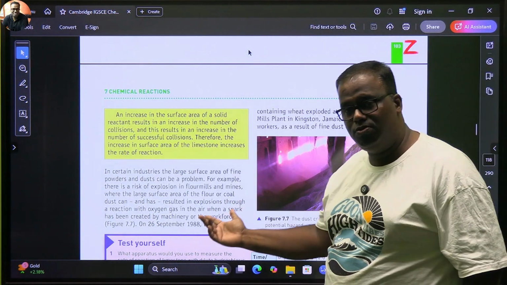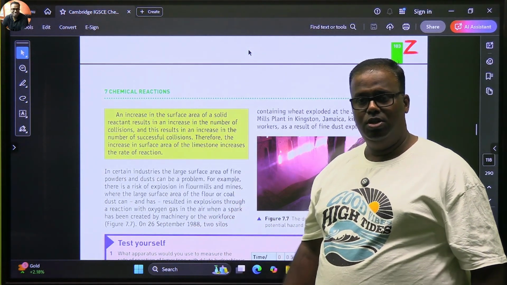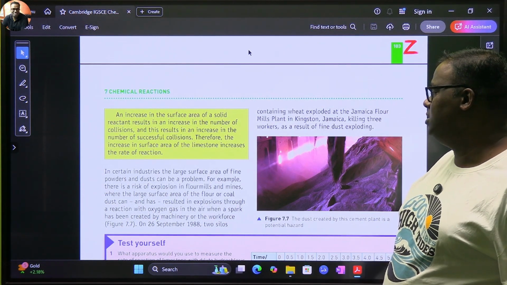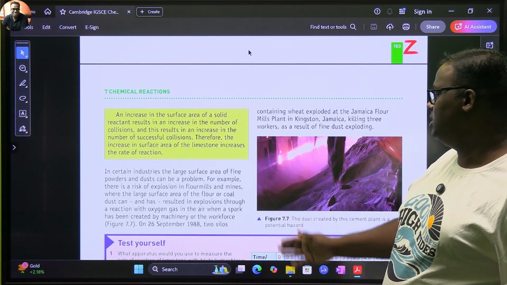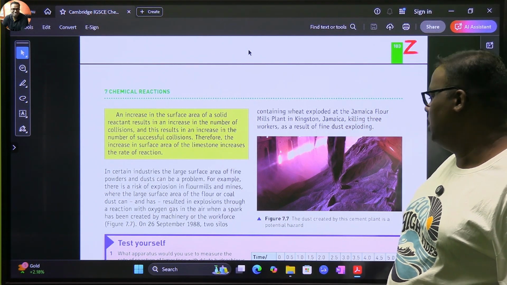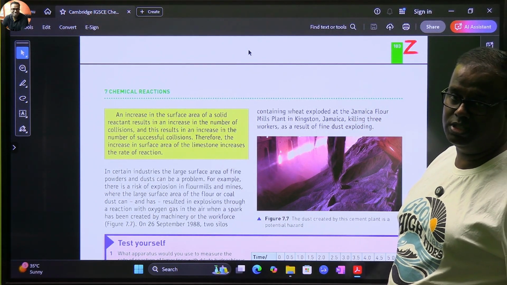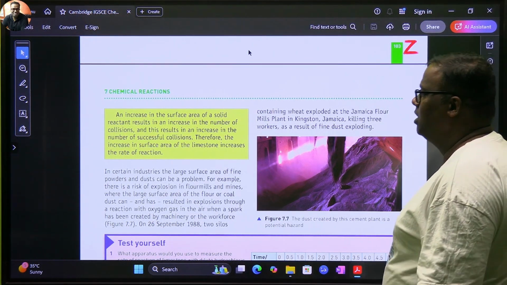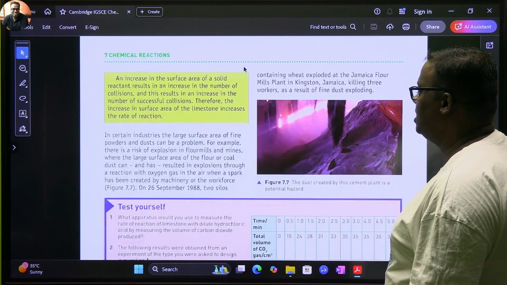So you can get a competency-based question from here also. What is the risk of flour mills and mines? In mines, the dust can result in explosion. In fact, on 26 September 1988, 2 silos containing wheat exploded at the Jamaica mill plant, thereby killing 3 workers at the site. Understood? Fine. Now let's test ourselves.